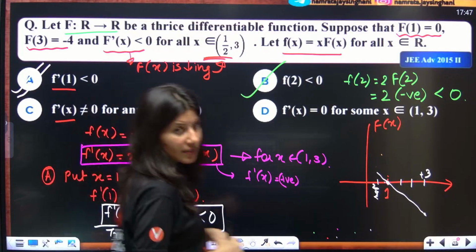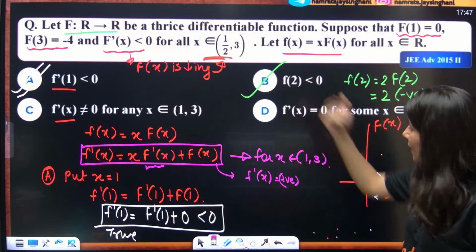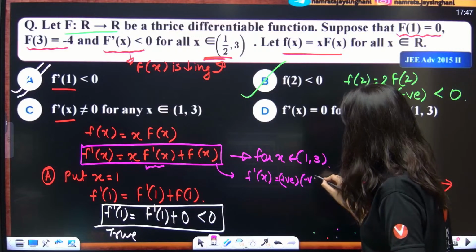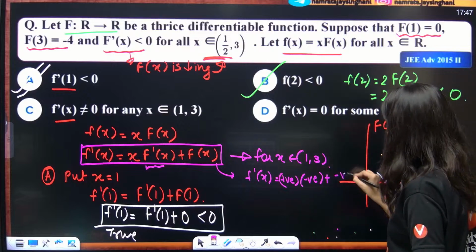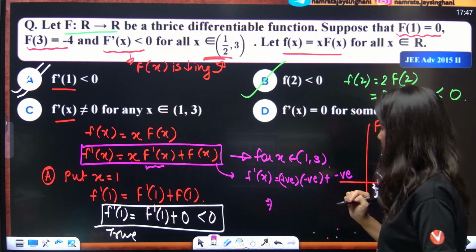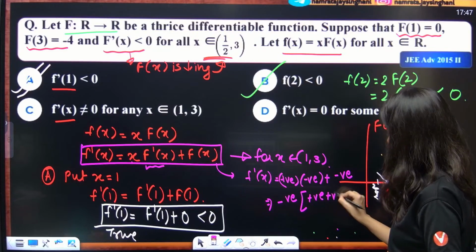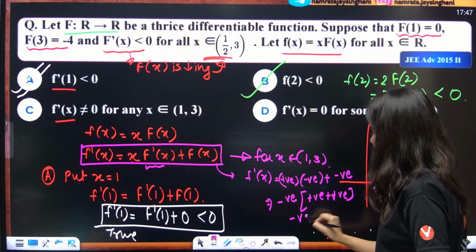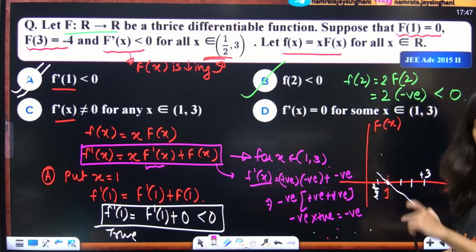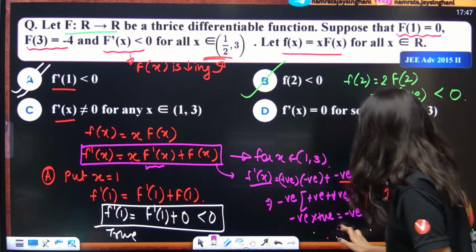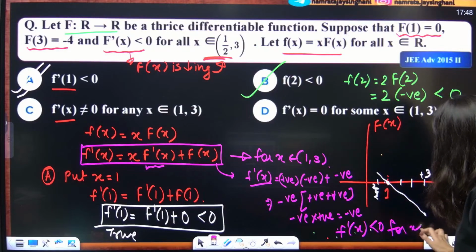Then capital F dash x is again a negative thing. Plus f of x, between this interval, I have already told you this is also a negative thing. So if you take the negative thing common, positive plus positive will be left out. Negative multiplied by positive will be negative. That means f dash x will be less than 0 for x belongs to 1 to 3.